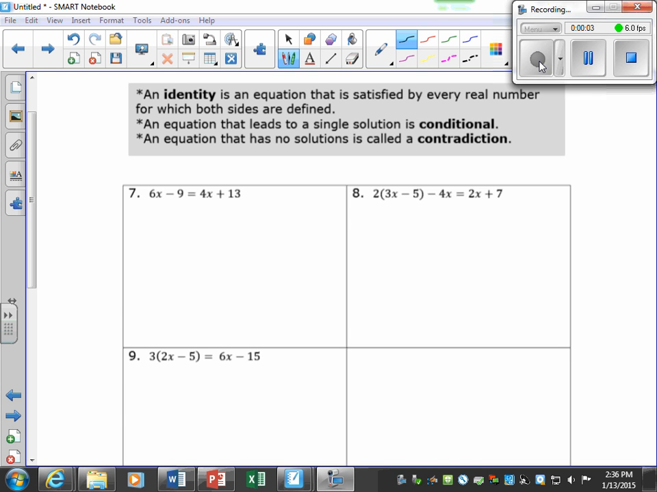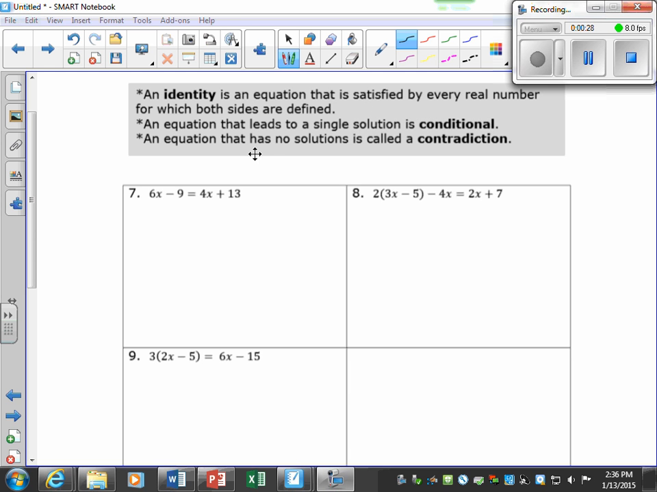Let's continue by talking about the three types of solutions we may get when we're solving equations. The one we've been talking about previously was the conditional equation. It's when we solve for x and we get a single solution. That's called a conditional. When we solve for x and we lose all the variables, if we get a true statement, then that's going to be an identity.